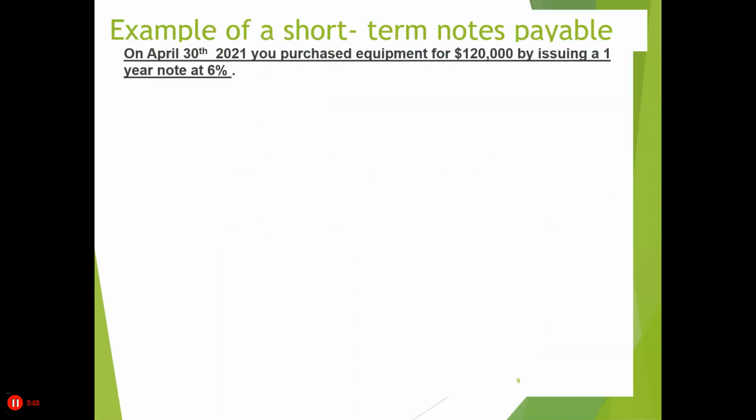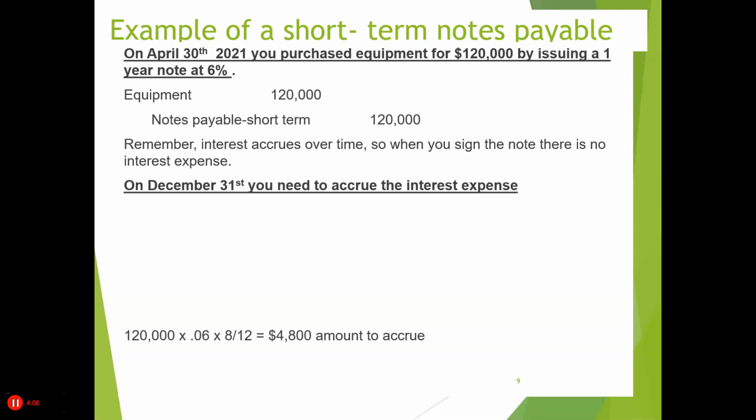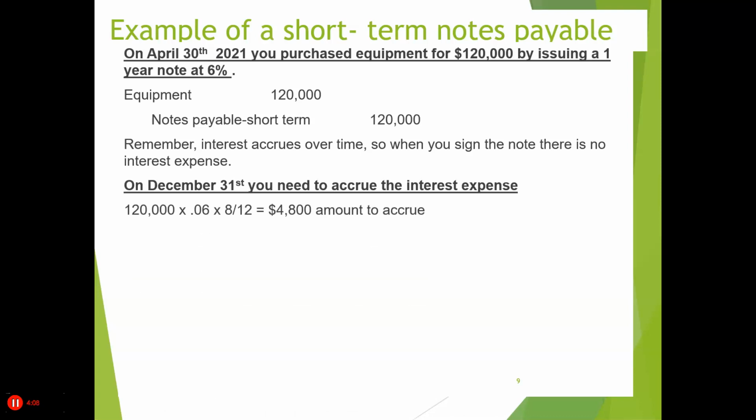So on April 30th, you purchased equipment for $120,000 by issuing a 1-year 6% note. If you notice, we don't book the interest because interest accrues over time. On December 31st, we have to accrue the interest because we owe it, and interest is incurred over time. So 8 months have gone by. So we're going to have interest expense, interest payable.